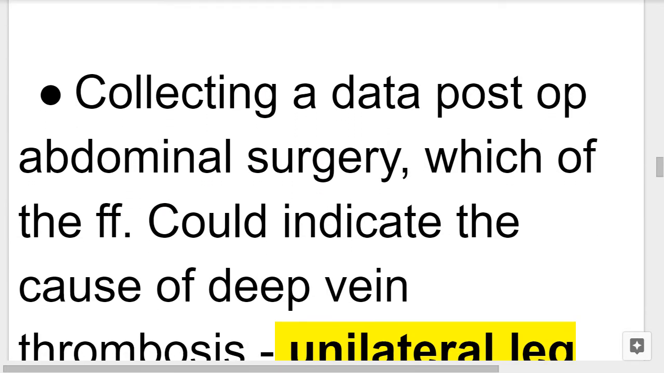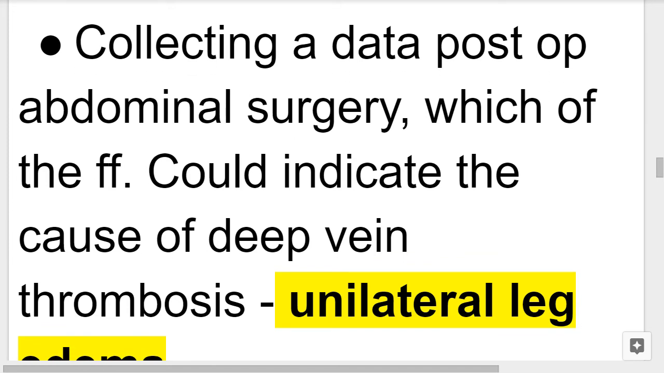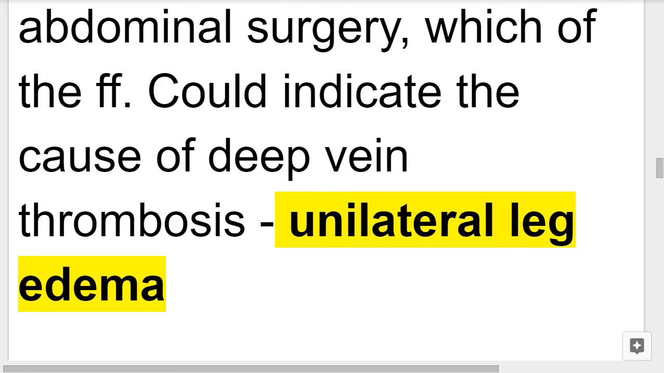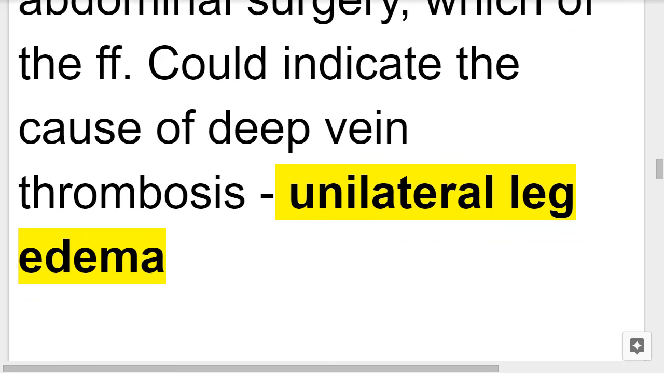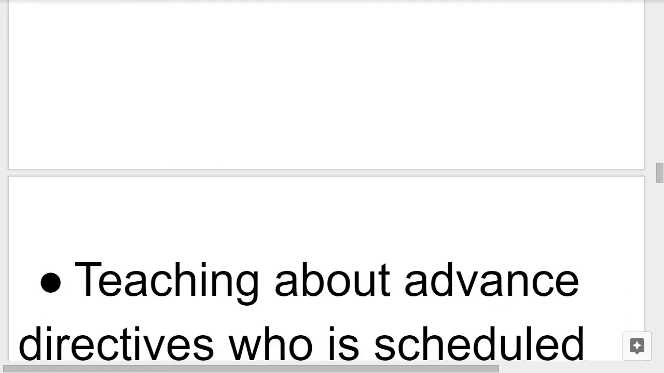Collecting data on a post-op abdominal surgery client, which of the following could indicate deep vein thrombosis? Deep vein thrombosis will show unilateral leg edema.